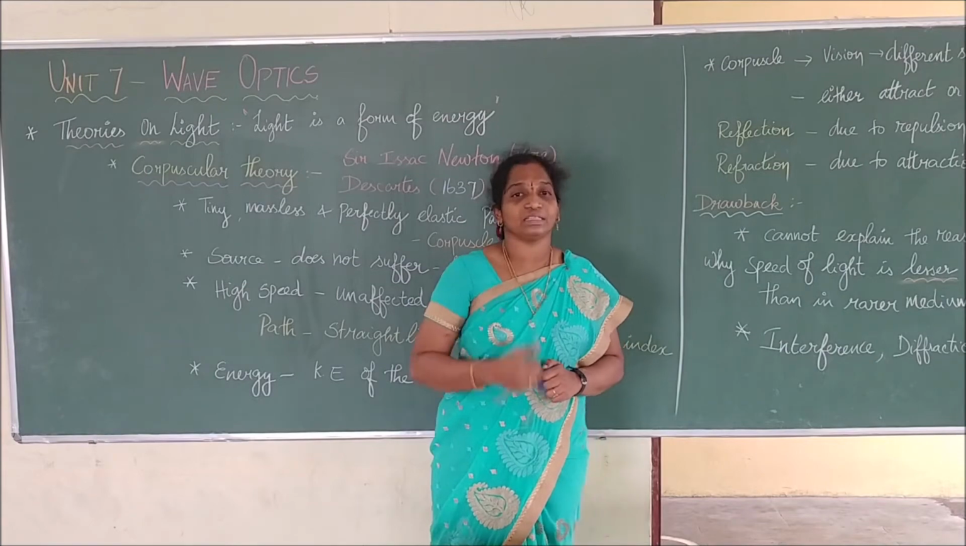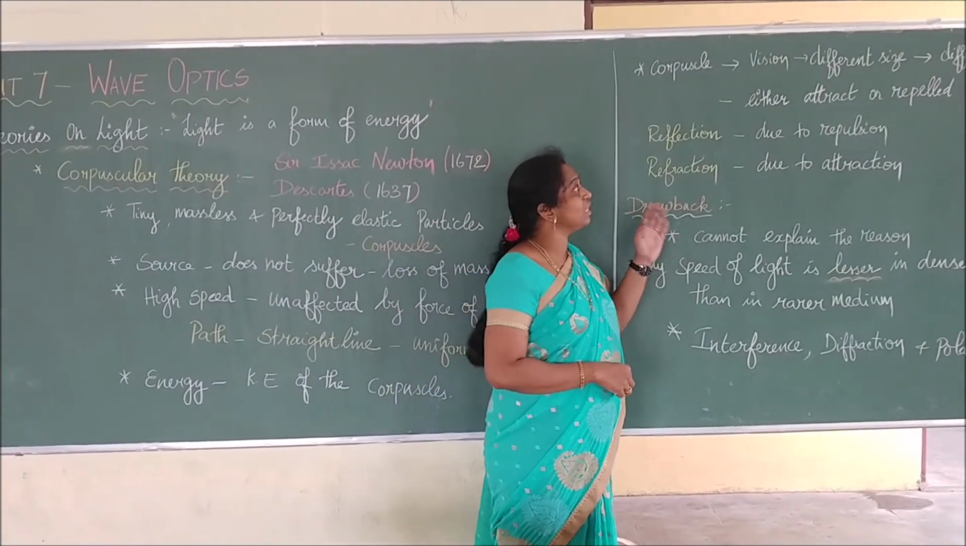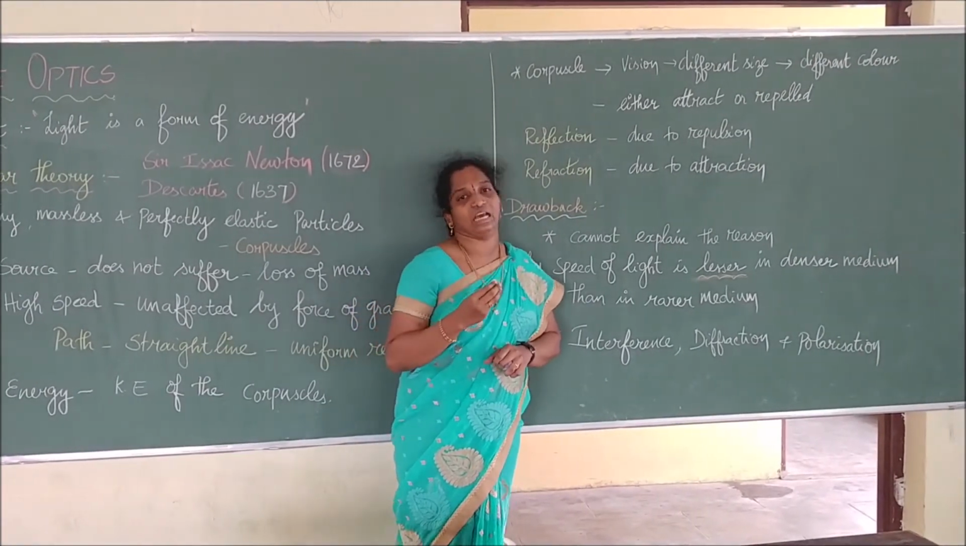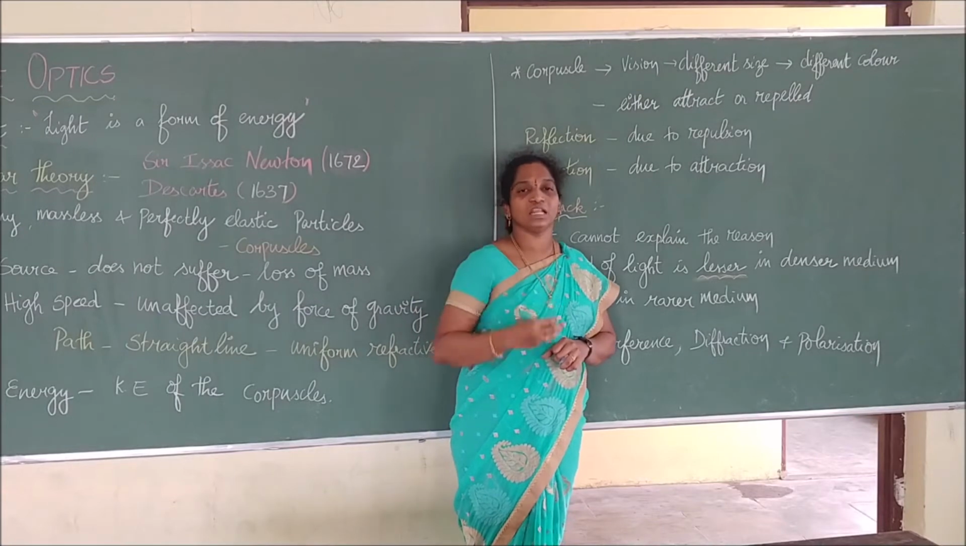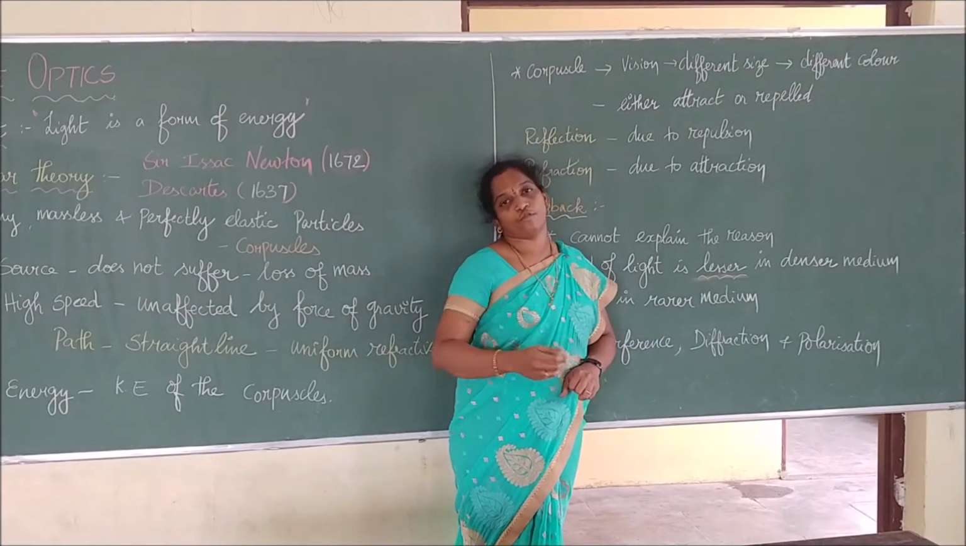So like that, what are they saying? A corpuscle is a particle which has been said to be involved in vision. These corpuscle particles fall in our retina. They are saying that it falls in our retina, and due to that we are able to see the vision of an object.